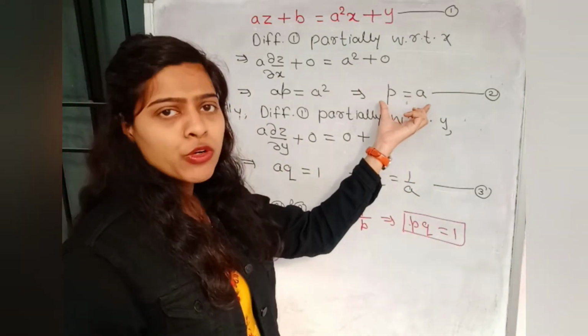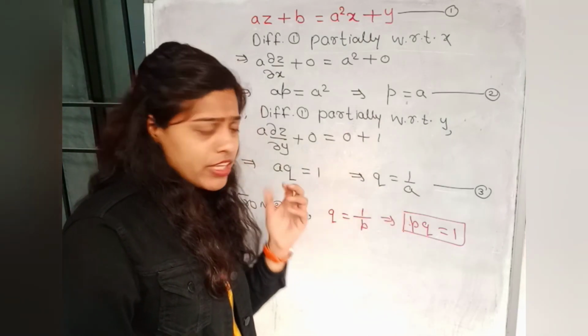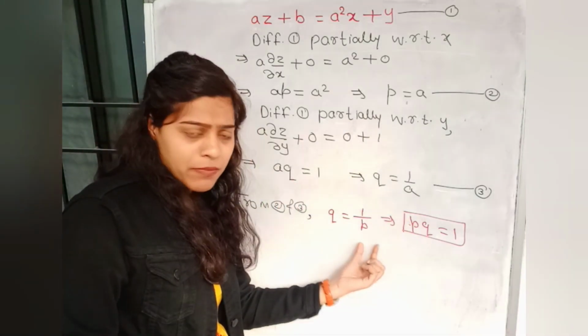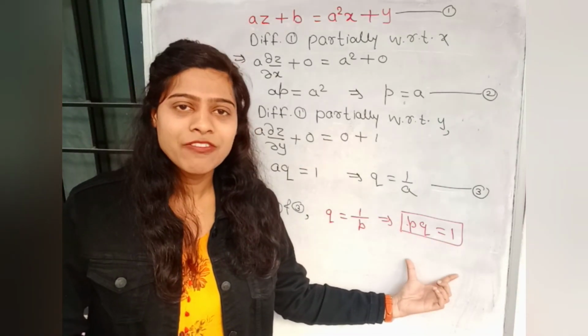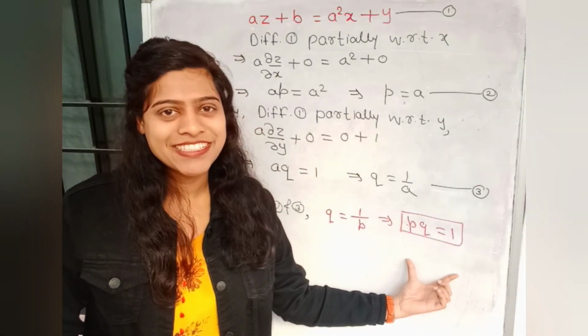Now if we put equation 2 into equation 3, then we have q is equal to how much? 1 by p. Taking p to the LHS, that is pq is equal to 1, which is our required partial differential equation.